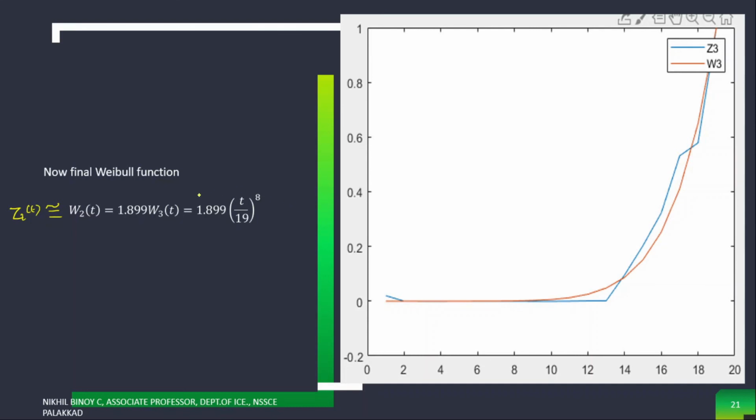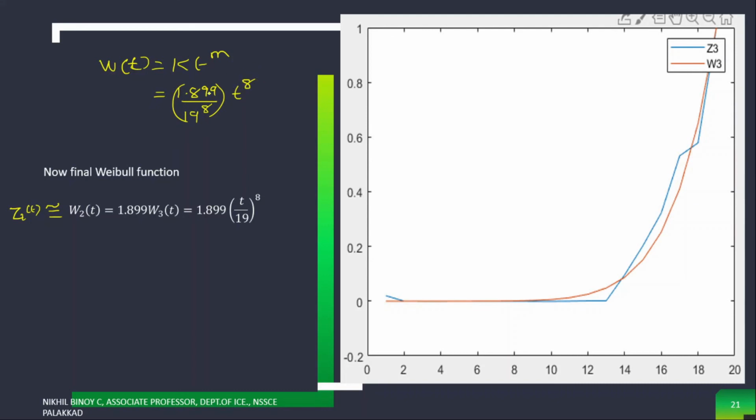So actually, what is the Weibull function W of t? W of t is equal to k into t raised to m. Okay, so we can take this 19 outside. So what we have? 1.899 divided by 19 raised to 8. So this is k into t raised to 8. So here k is 1.899 divided by 19 raised to 8. So that one is k. Now this 8 is m.